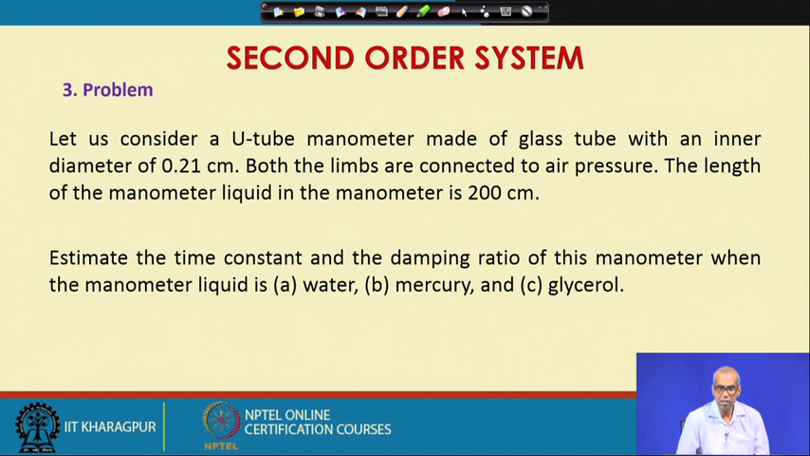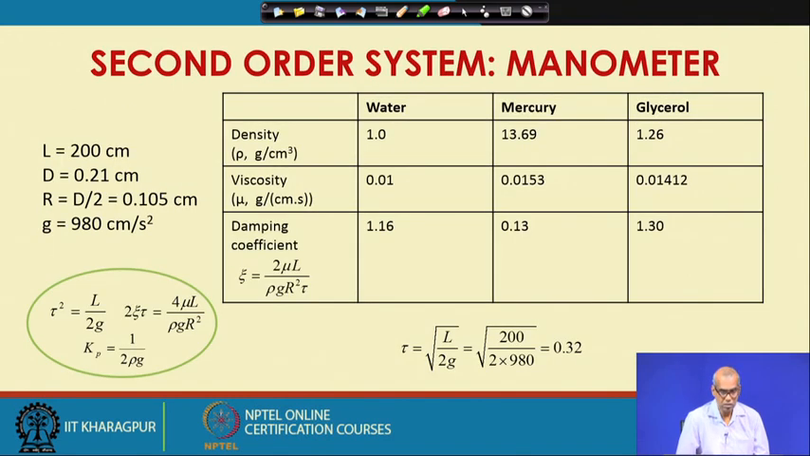So, the information that is given is the diameter of the manometer tube and the length of the manometer liquid, and we have to find out the time constant and the damping ratio of the manometer for 3 different types of manometer liquids. So, we need the density values for these manometer liquids, we also need the viscosity values for these manometer liquids. So, let us imagine we have found out these values from literature, density of water, mercury, glycerol, viscosity of water, mercury and glycerol.